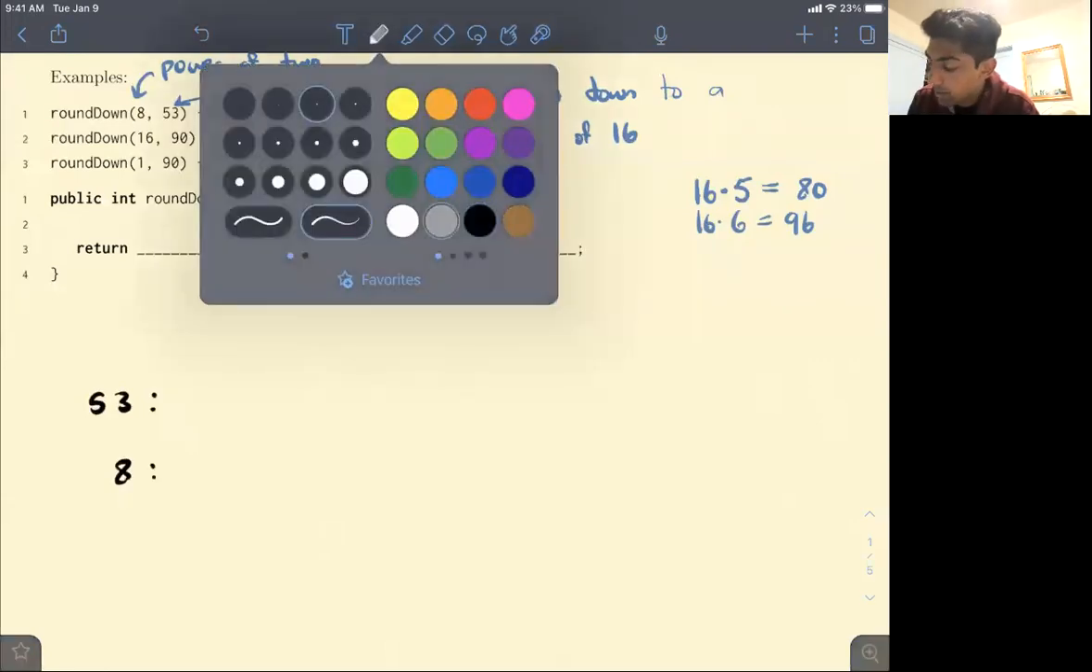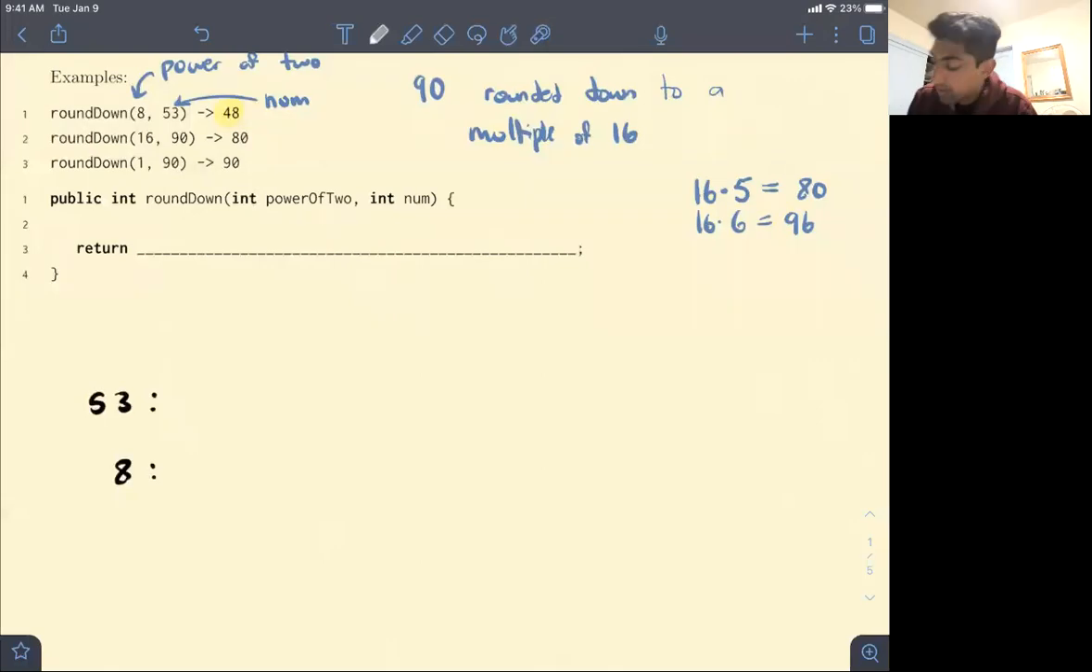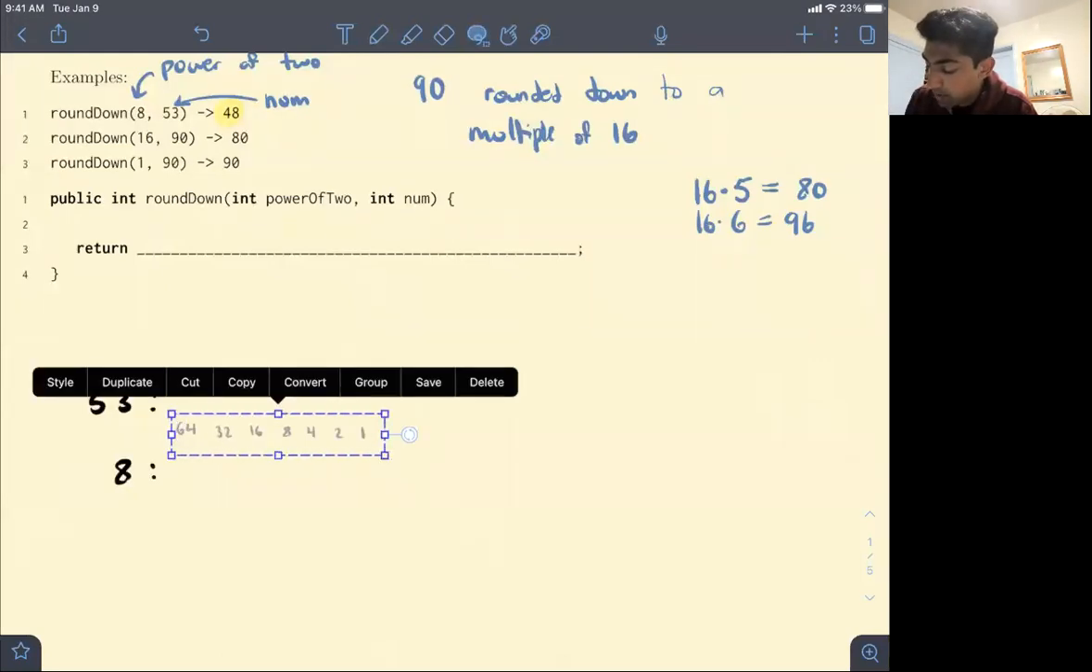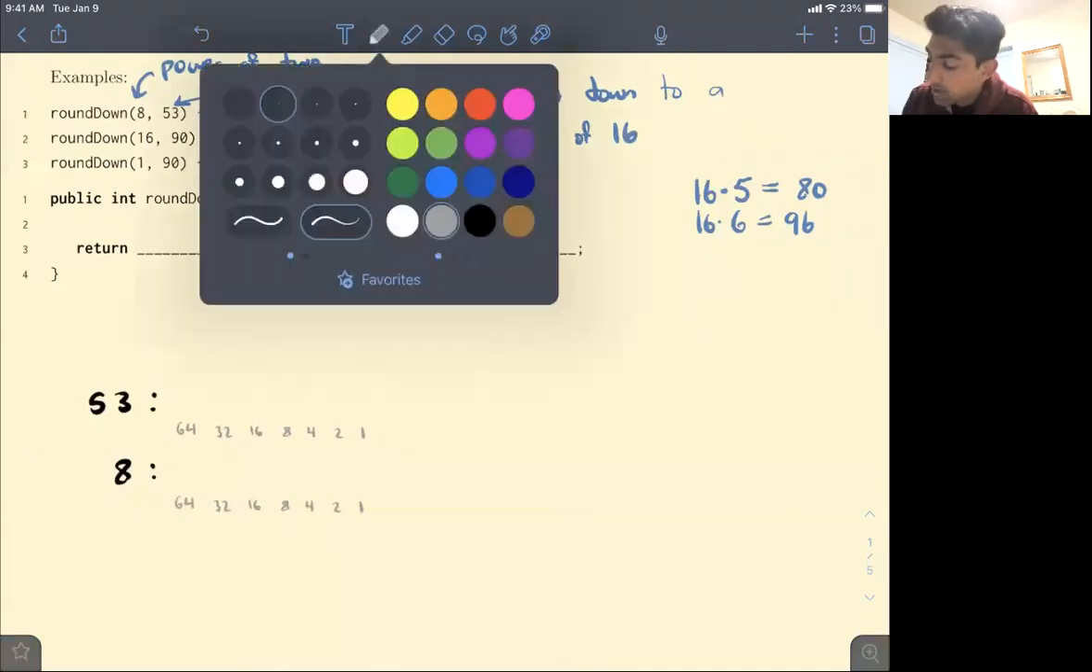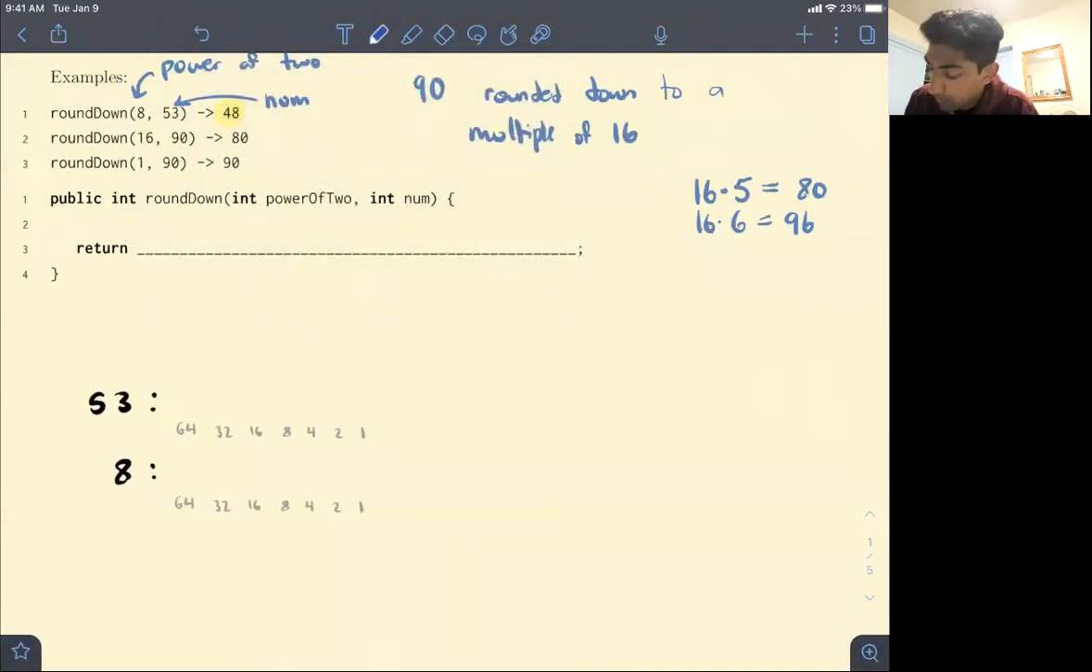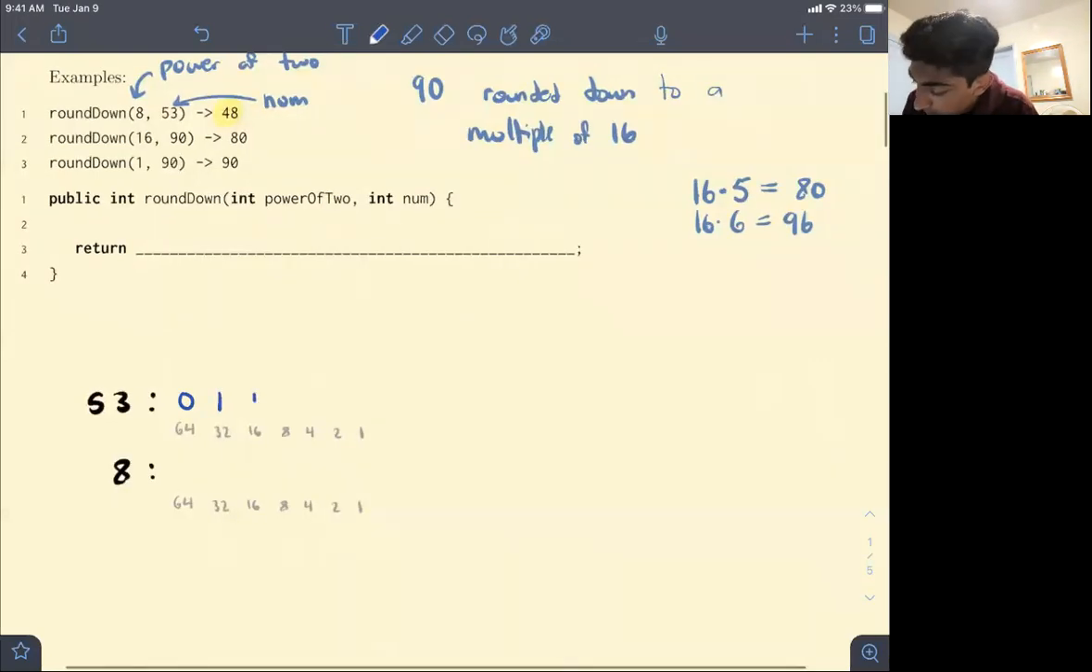Okay, so for any number in binary, we're going to have bits in these spots. We're going to have a bit in the 1 spot, the 2 spot, the 4 spot, the 8 spot, the 16, 32, and let's just stop at 64. Okay, 1, 2, 4. And then the same will go for 8. So if we're considering 53, you know that 53 doesn't have anything in the 64 spot, has a 1 in the 32, a 1 in the 16, right? That puts us at 48 total.